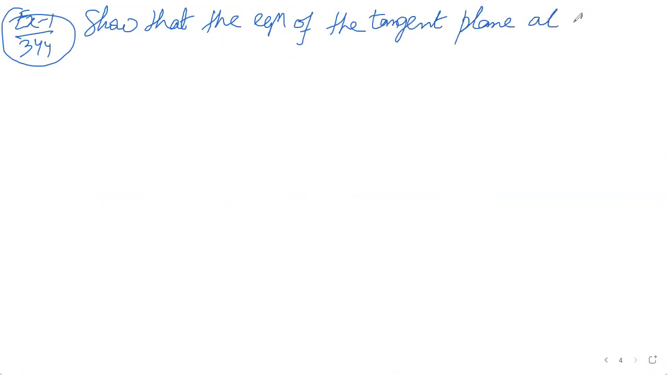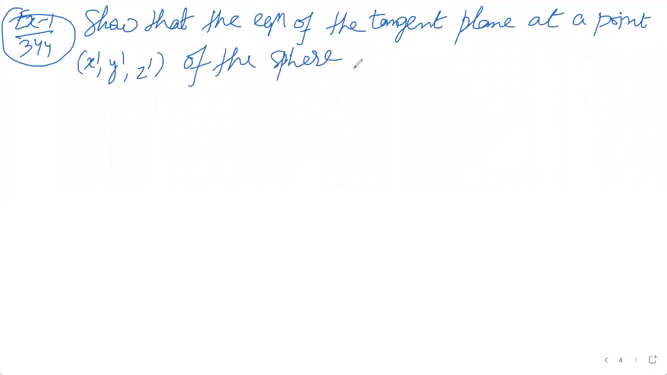the equation of the tangent plane at a point. Some point is given to you, suppose x dash y dash z dash of the sphere. Now the sphere I am taking in general, suppose x square plus y square plus z square, or you can take a also, I am dividing by a, or I am taking a equal to 1.